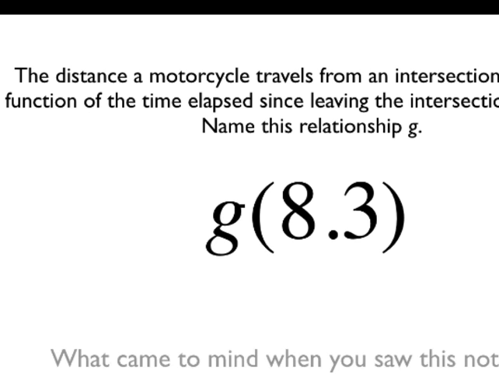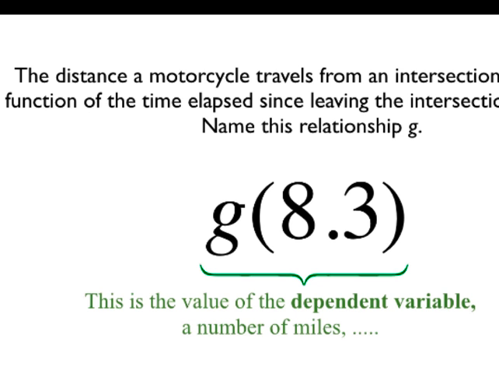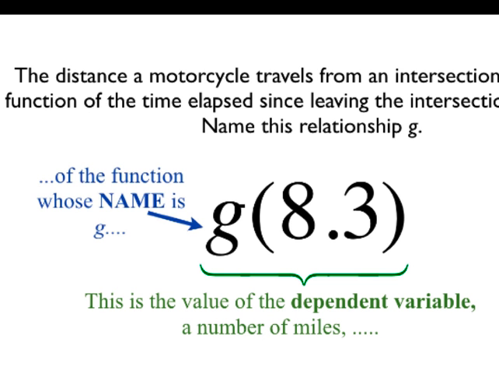So good. That's what we want. We want to see the whole thing as the value of the dependent variable, in other words, a number of miles from the intersection, for some function whose name is G, when the value of the independent variable is 8.3, a number of minutes. That's kind of where we landed in our discussion. That was good. Any questions on that?